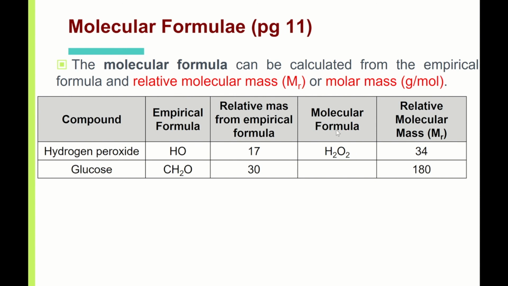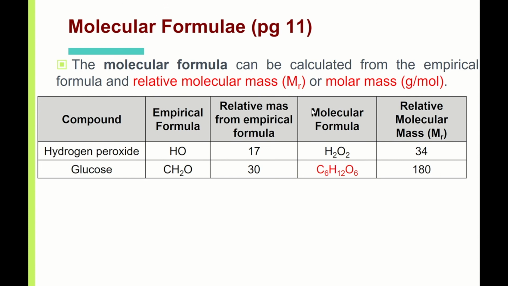Let's try some examples. Glucose, the empirical formula is CH2O. However, when I measure 1 mole of it, I get 180. But if I use this empirical formula, the value does not tally. So the actual mass is 180, and the molecular formula must be greater than this. So what I do is 180 divided by 30. My molecular formula is actually 6 times this. So the empirical formula is the simplest ratio from the data, and then I need the actual mass to find out the correct molecular formula.